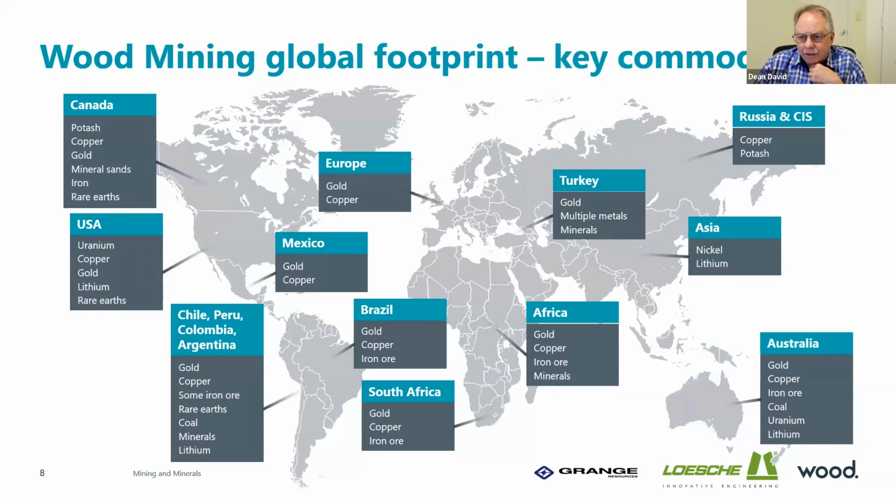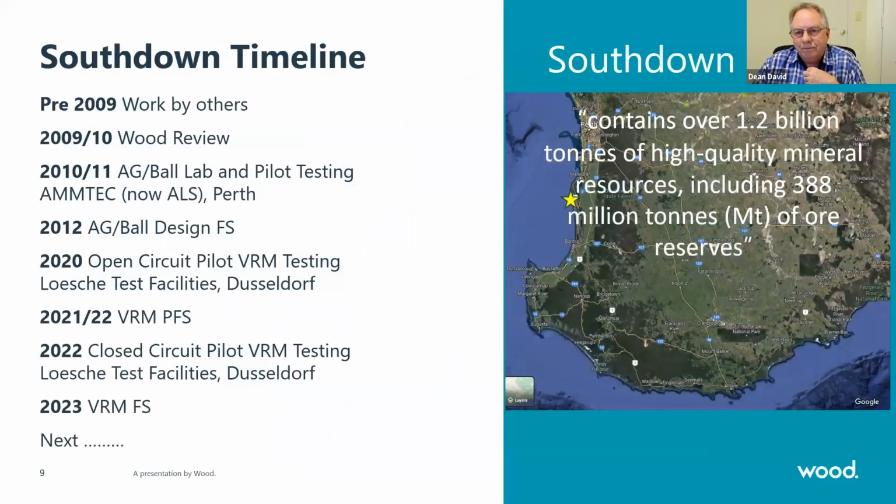That's just a quick global map of what we do and where we do it. So that's where Southdown is. There's Albany, and there's Perth up here. That's about 300 or 400 kilometres, 350, I think. And that's about 90 kilometres by road from Albany.